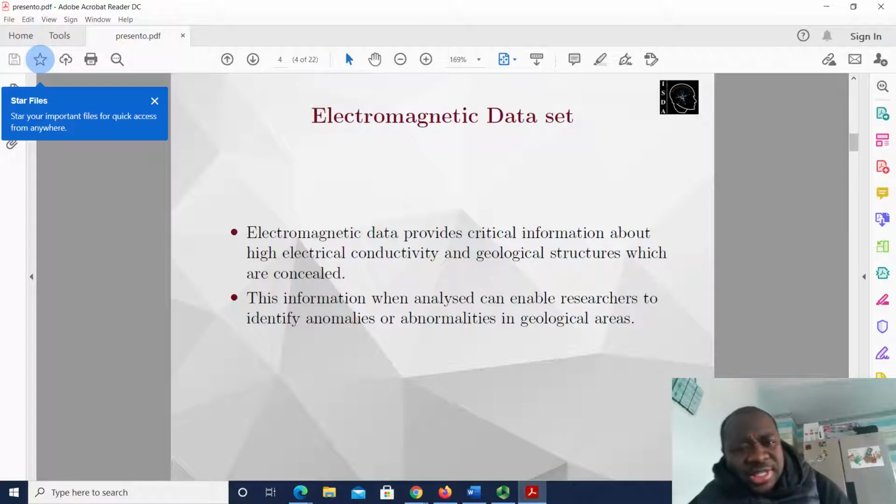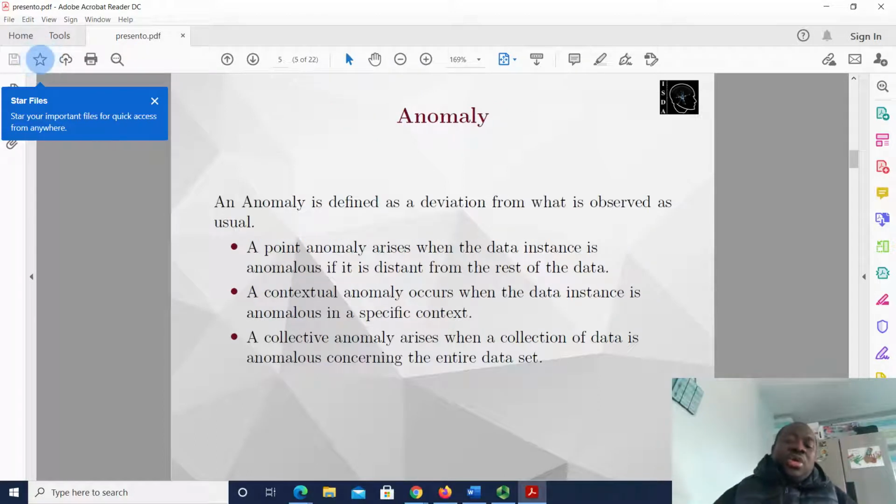What is electromagnetic dataset? Electromagnetic dataset provides critical information about high electrical conductivity and geological structures which are concealed. So the electromagnetic dataset has information that is concealed in it. Through this information, we can analyze and enable researchers to identify anomalies or abnormalities when it comes to geological areas.